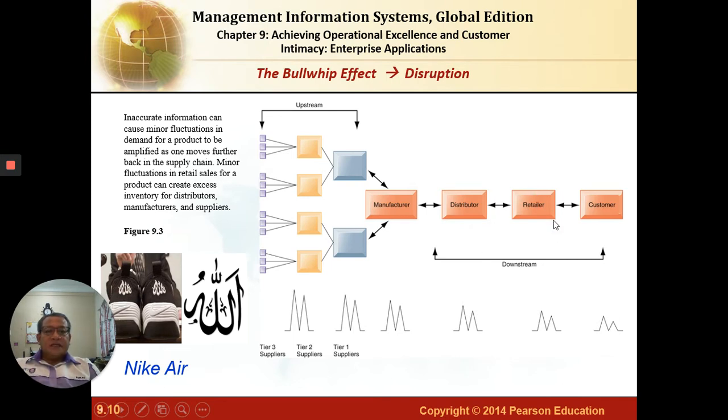So when this retailer was facing a major boycott by customers, of course the distributor had to halt their supply, and the manufacturer had to stop their production to do the adjustment, and of course the rest, tier 1, tier 2, and tier 3. This is what we call the bullwhip effect. Any disruption along the line of supply will also affect the other major parts of the supply chain. So this is the case for the bullwhip effect that leads to disruption in supply.